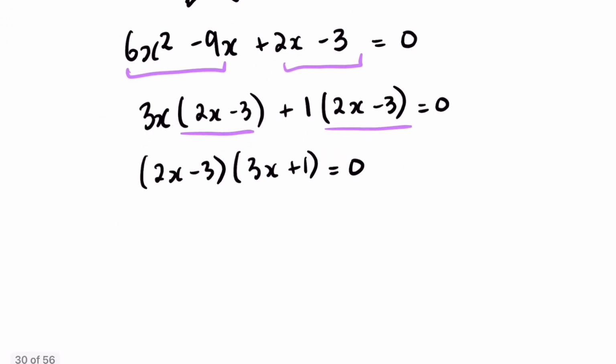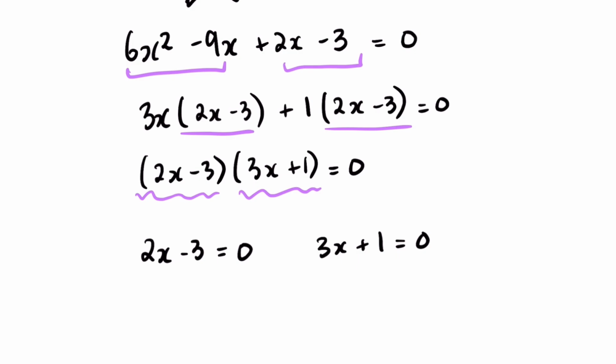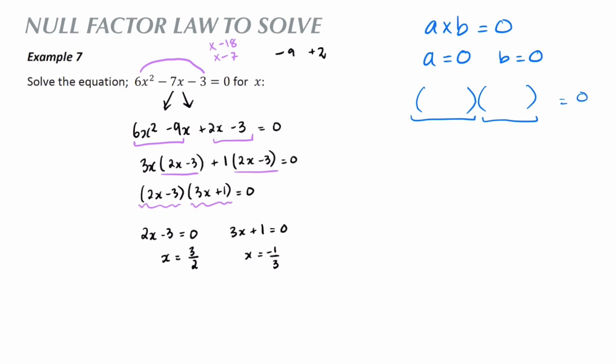Okay, so now we're up to the point where we have to look at either this bracket needs to equal 0 or this bracket needs to equal 0. One of them has to be 0, or both, in order to give us an answer of 0. So if we go ahead to solve this, take the 3 over, divide by 2, and then I'll take the 1 over and divide by 3. So those are my two possible solutions for this quadratic here.